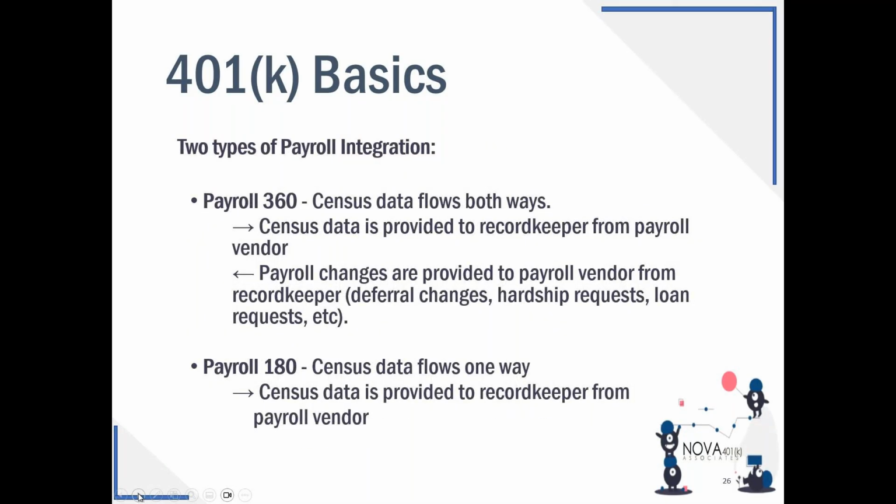And there's two different types of payroll integration. The first one, Payroll 360, that's where the census information flows both ways. So the payroll provider will give a census file to the record keeper each payroll period with all the information from that pay date and updates that might have changed in your employee census. And then the record keeper will send a file back to your payroll provider that includes any contribution deferral changes that employees submitted during the last period, hardship withdrawal requests, loan requests, so that the payroll company can update their information accordingly with those new deferral amounts or the new loan repayment amounts.